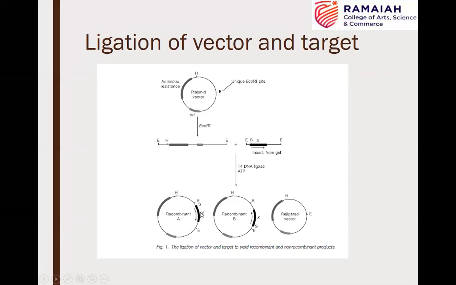In the previous slide I mentioned that it can be incorporated in either orientation. If this molecule is incorporated in this orientation, this is recombinant A, which is our desired product. If it is incorporated in the opposite orientation, that is recombinant B, but that is also a recombinant molecule, of course in a different orientation, right? And sometimes the ligation can take place such that the vector gets recircularized without the incorporation of the target fragment.